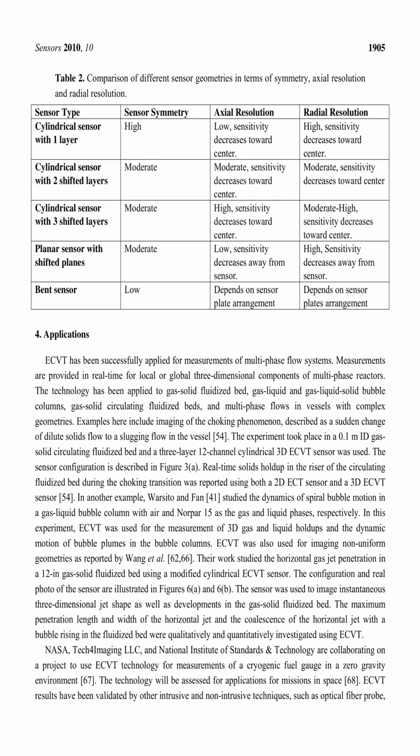Sensor type, sensor symmetry, axial resolution, radial resolution. Cylindrical sensor, with 1 layer: high, low, sensitivity decreases toward center; high, sensitivity decreases toward center. Cylindrical sensor, with 2 shifted layers: moderate, moderate, sensitivity decreases toward center. Cylindrical sensor, with 3 shifted layers: moderate, high, sensitivity decreases toward center; moderate, sensitivity decreases toward center.